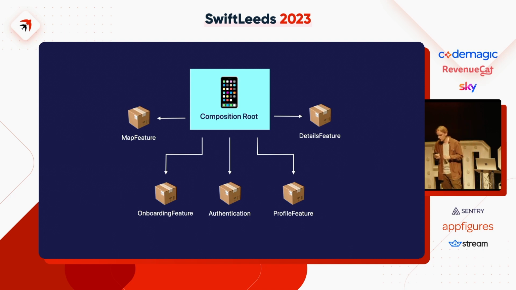Now, it's key to note here that the composition root is a layer. It's not a single type. That's a mistake I made when I started adopting the composition root. I thought it's just a struct or a class within my code base, but that's not the case. It's a layer that spans multiple types and can live across multiple Swift source files. And we'll see how that can work in a second.